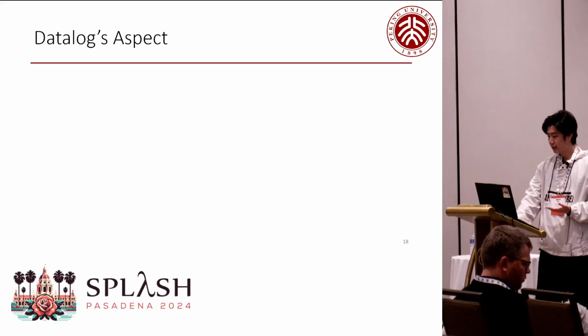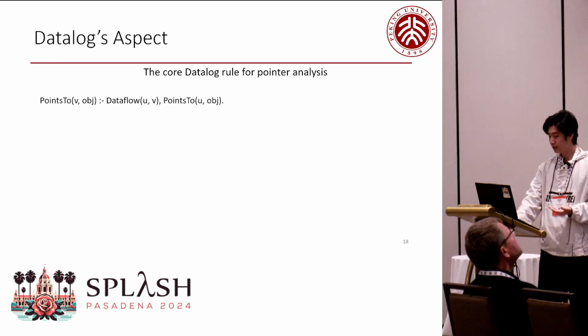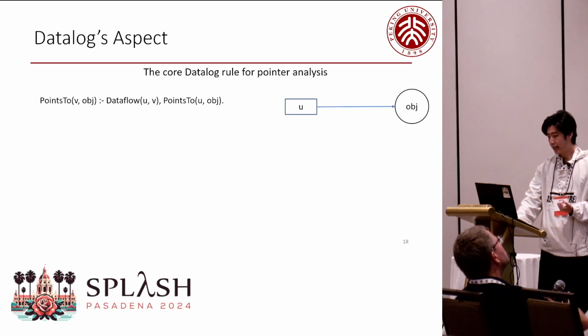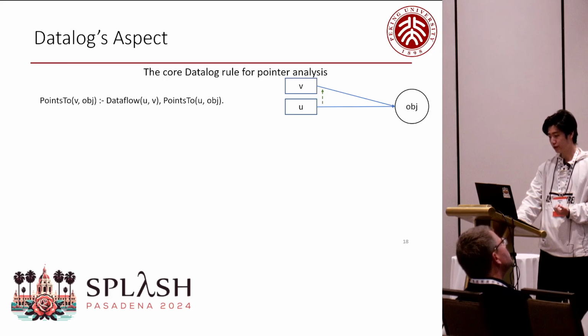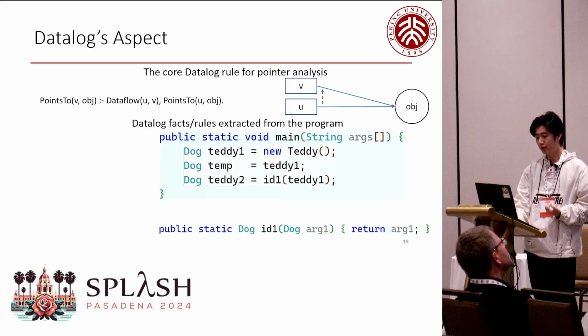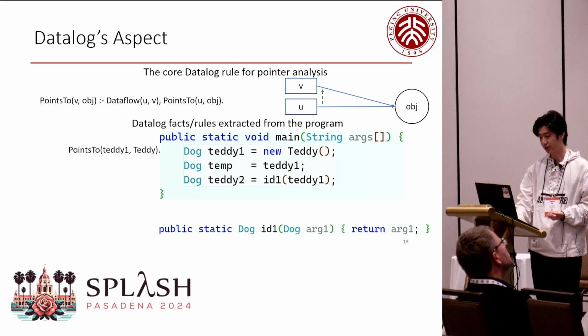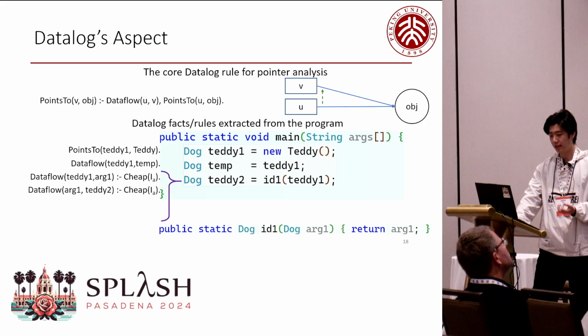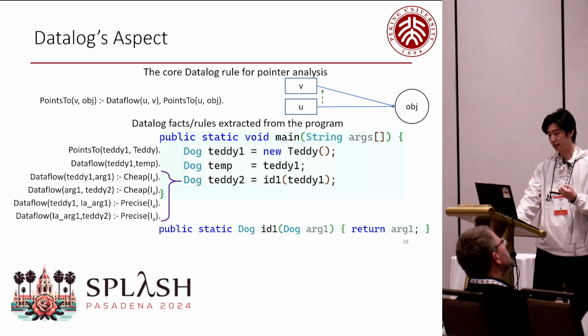To implement the pointer analysis in Datalog, we can implement its core rule as one Datalog rule, which means that if a variable u can point to an object obj, and there is a data flow from u to v, then the variable v may also point to the object obj. Information about the program under analysis can be represented as facts and rules. For example, the new instruction can be a points-to tuple, and the assignment can be considered a data flow tuple, while the function call can be considered as multiple rules under the insensitive version and the sensitive version.